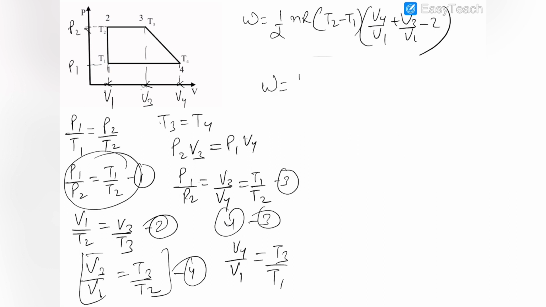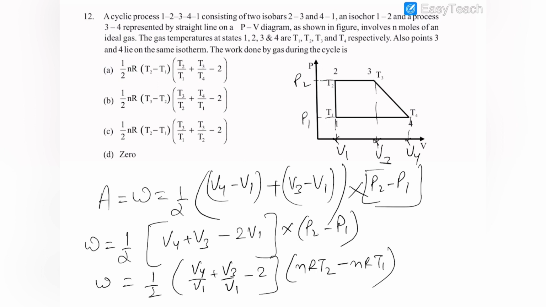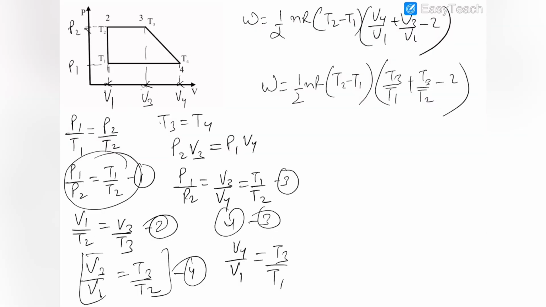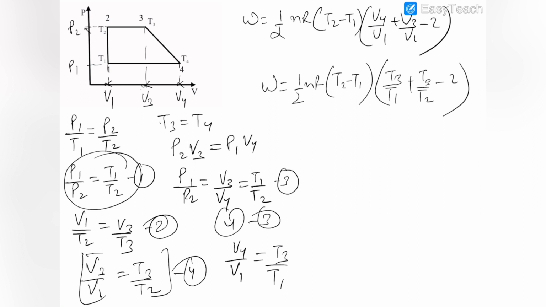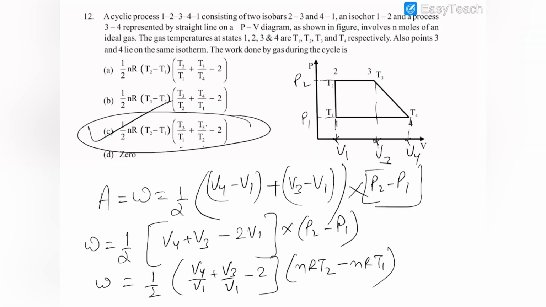So work done will be equal to half nR T2 minus T1 into V4 by V1. V4 by V1 is T3 by T1, and this is plus V3 by V1, which is T3 by T2, minus 2. So you can see that the required relationship is this one, option number C: half nR T2 minus T1, multiplied by T3 by T1 plus T3 by T2 minus 2. So the correct answer is option number C. Thank you.